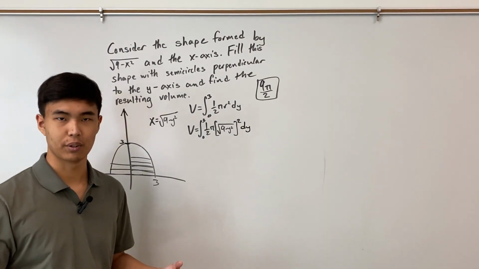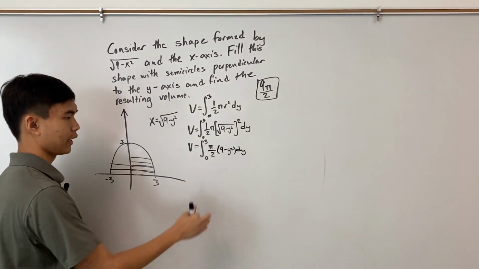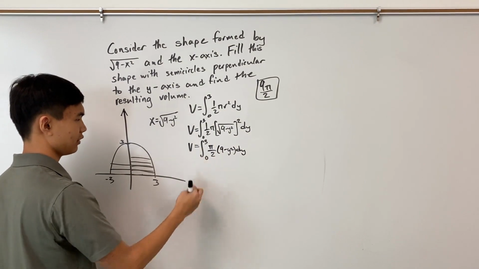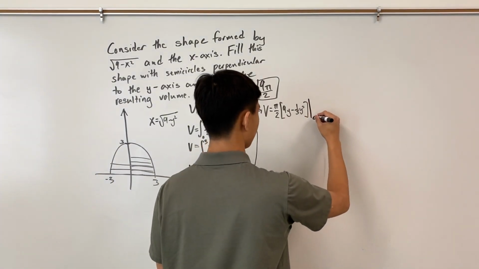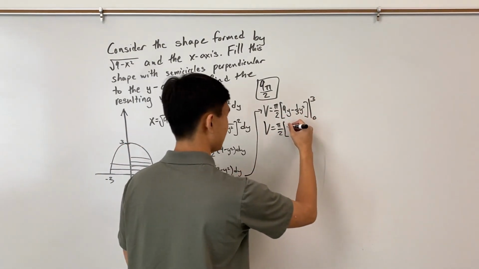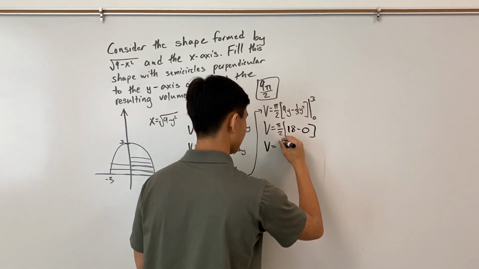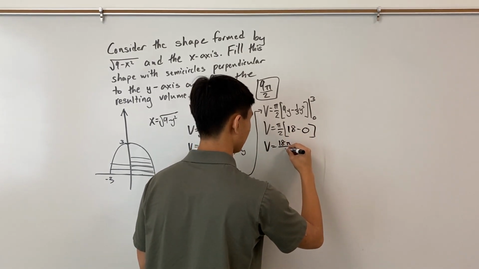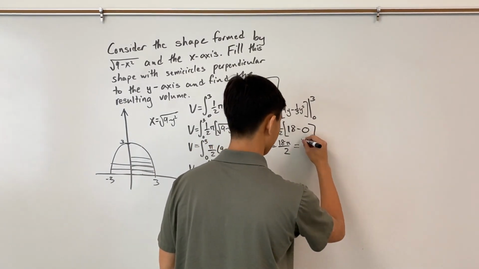And then I'm just going to go ahead and solve the integral. So I'm going to begin by applying the square, like so, and then I'm going to bring out the constant. This is what we get after integrating, and we're evaluating this from 0 to 3. And so this gives us 18 minus 0, which is 18 pi over 2. And this simplifies to 9 pi.